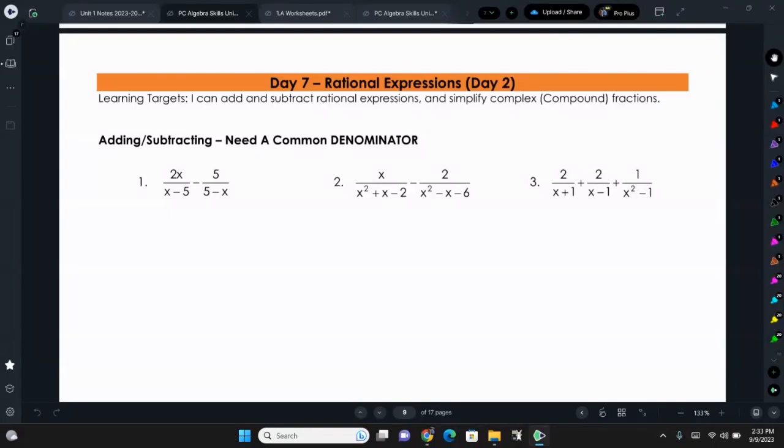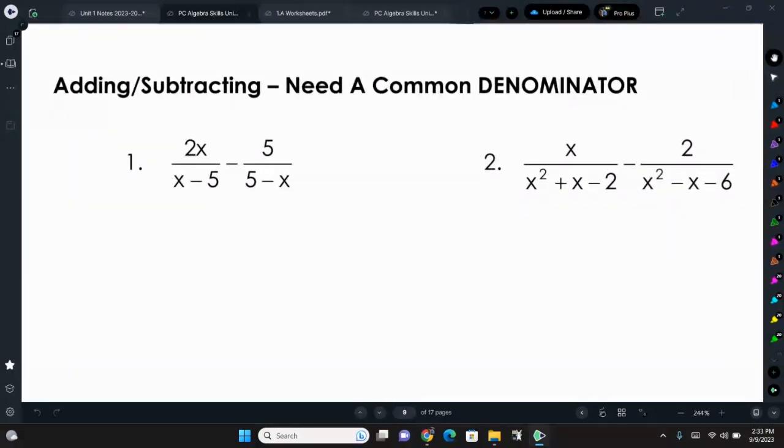The other day we worked with multiplying and dividing rational expressions or fractions. Today we're going to do some adding and subtracting and then some compound fractions. So when we are adding or subtracting, we need a common denominator. And you've got to be careful because you may say that these two denominators are the same, but they're not. One is x minus 5 and the other is 5 minus x.